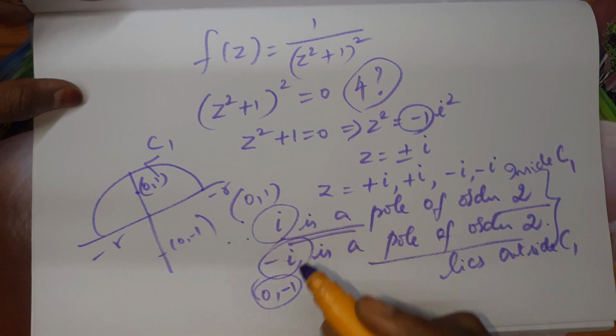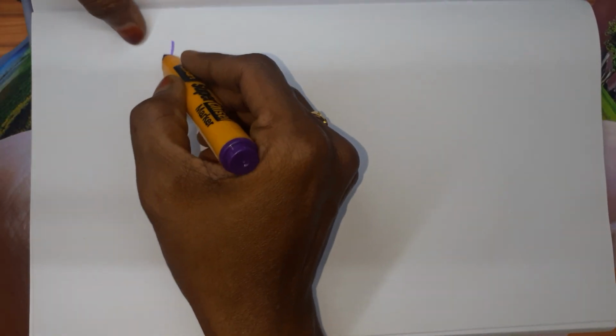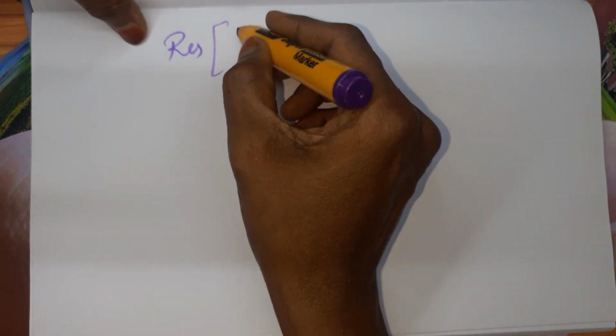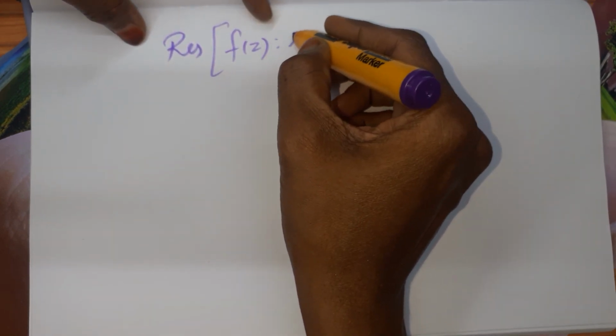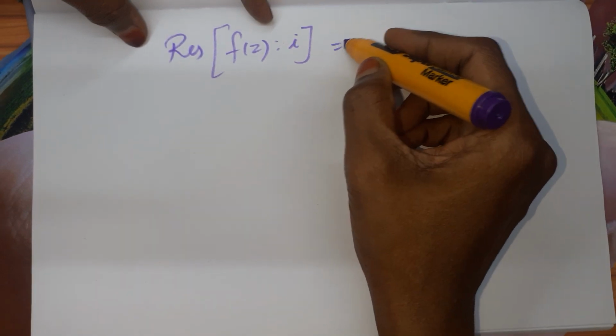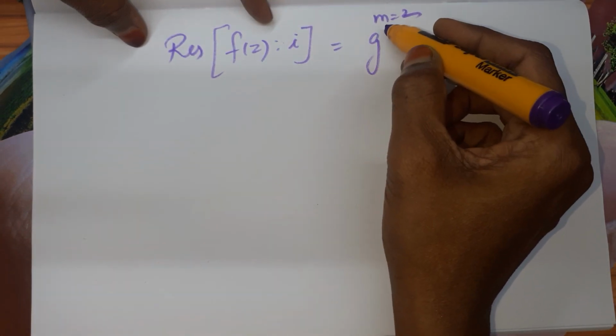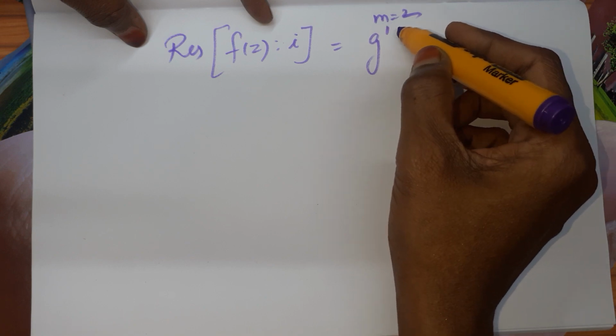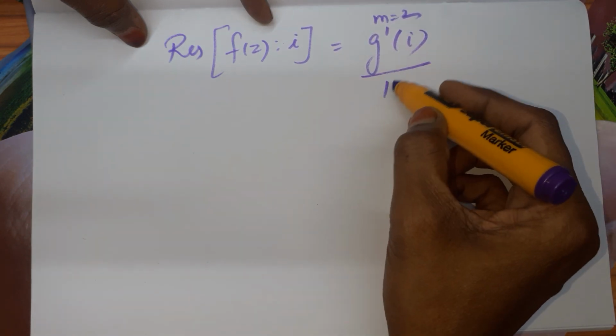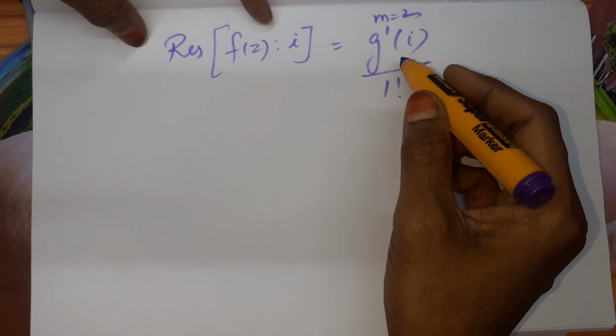So we are going to find the residue of f of z at the pole i. Since i is repeated twice, m is equal to 2 here. So the formula is g^(m-1) of i, that is g1 of i, by 1 factorial. Am I right? This is the formula, no?